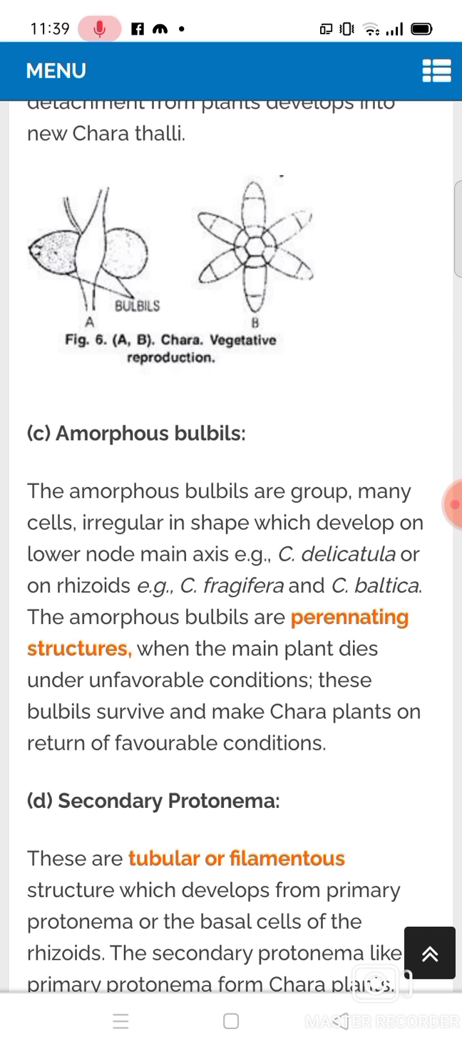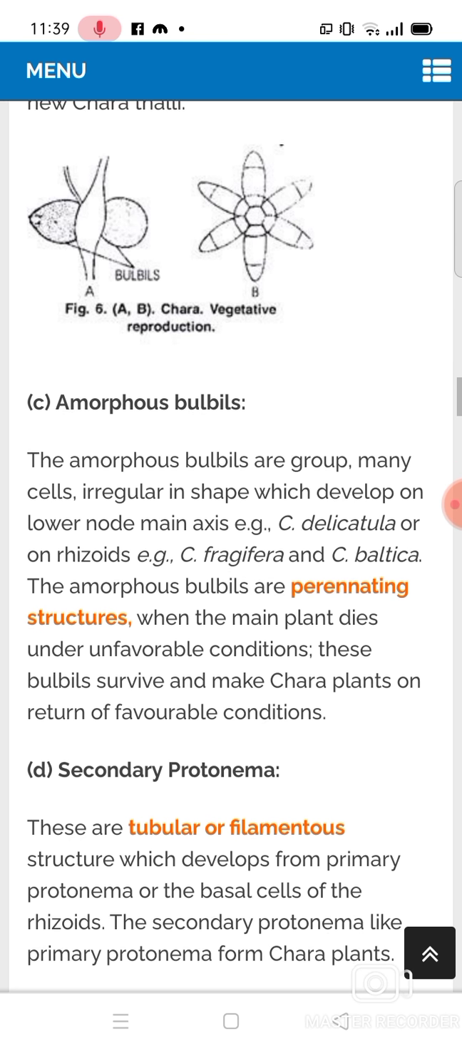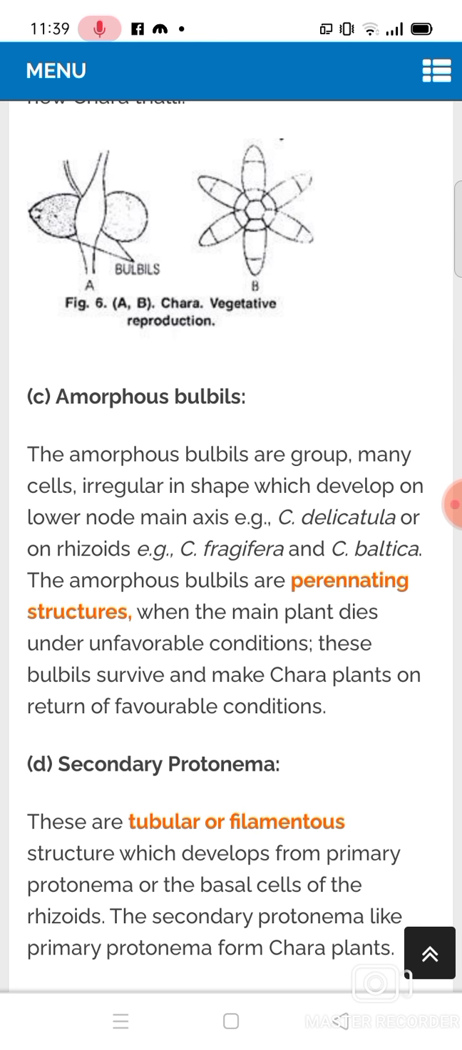The third type of vegetative reproduction is amorphous bulbils. Amorphous bulbils are groups of many irregularly shaped cells which develop on the lower nodes of the main axis in various species of Chara. They are perennating structures. When the main plant dies under unfavorable conditions, these bulbils survive and make Chara plants on the return of favorable conditions. Now here you need to understand what amorphous bulbils exactly are.